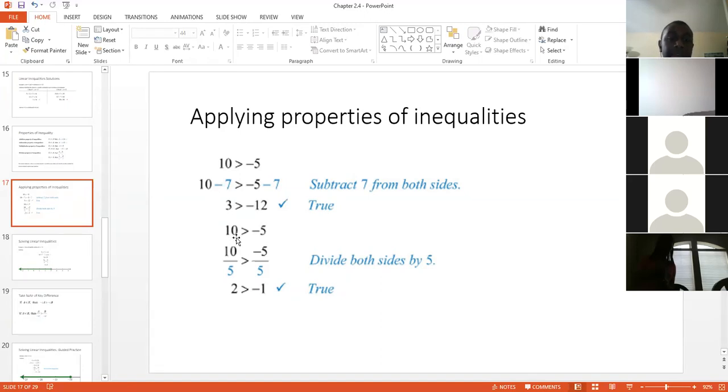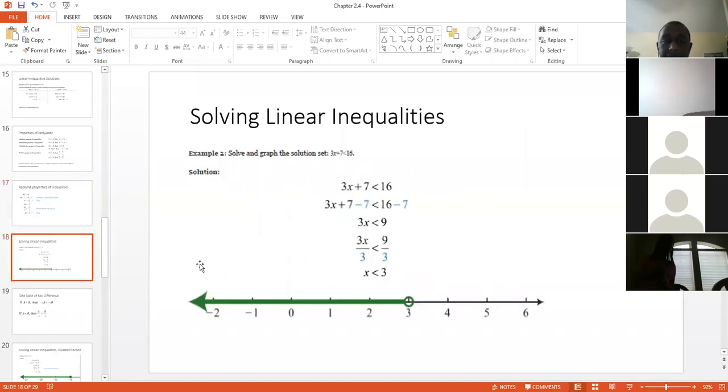Here they have 10 is greater than negative 5. They divided by 5 on both sides to show the division property of inequality. Divide 5 on the left and 5 on the right. 10 divided by 5 is 2. Negative 5 divided by 5 is negative 1. This is still a true statement, just like this is. So you can use the properties of inequalities to manipulate the inequality.